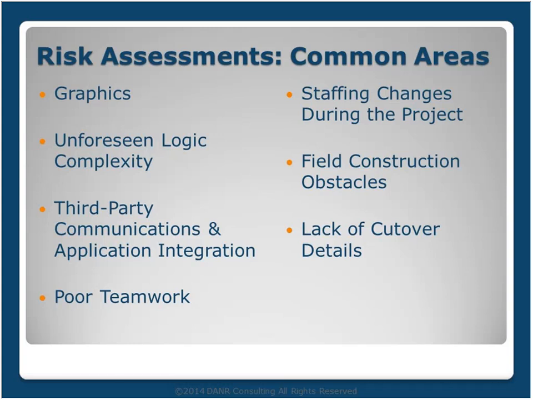So there's a number of other items listed here that are common risk areas for automation projects as well. We won't review them all, but you'll notice that some of them are intangible things, such as poor teamwork or staffing changes.